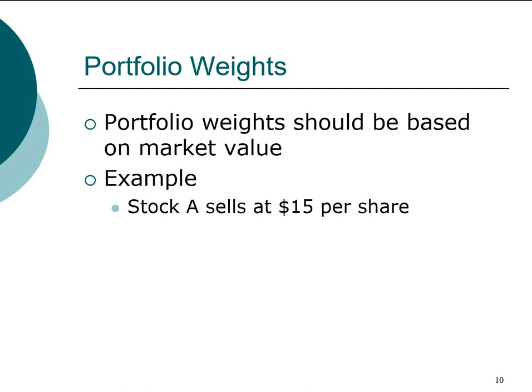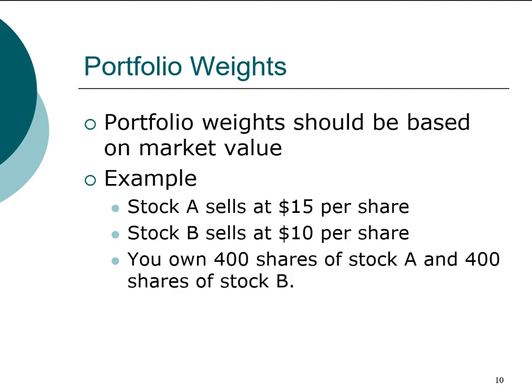Stock A is now selling at $15 per share, and stock B is selling at $10 per share. You own 400 shares of each. So you own 400 shares of stock A and 400 shares of stock B. Let's compute the portfolio weight.